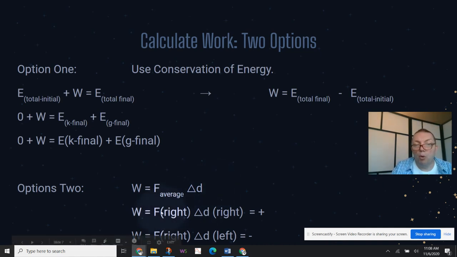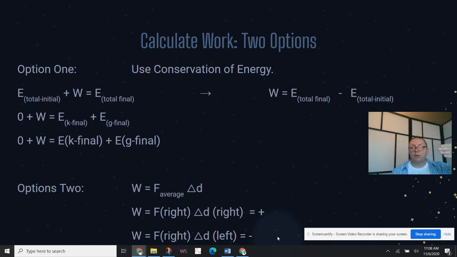And then if they're both in the same direction, like if the force that the spring exerts is to the right and the car moves to the right, then our work is positive and we've increased the energy of our system. If the force is to the right and the change in position is to the left, then it's negative work and we've removed energy from the system.